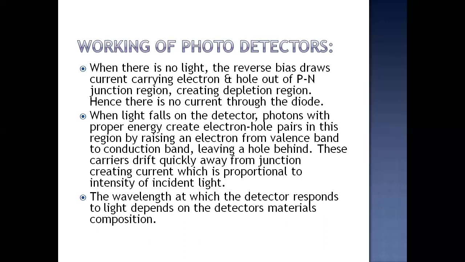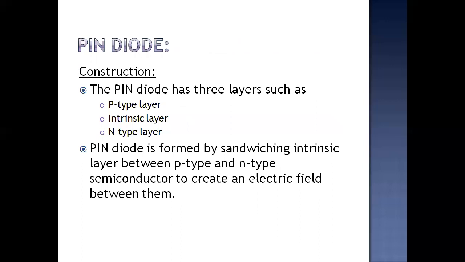Now coming to one of the photodetectors, that is a pin diode, where the name itself mentions you are going to have three layers. One is the p-type, the second layer is the intrinsic layer, and the third layer is the n-type layer. So p-i-n: p-type, intrinsic, and n-type layers.